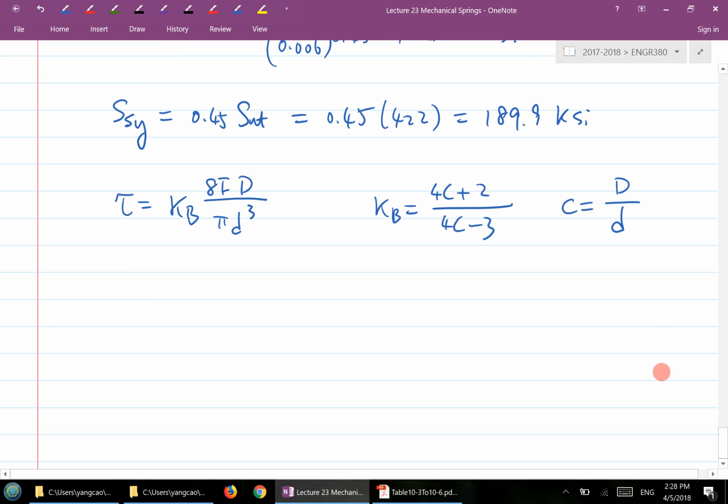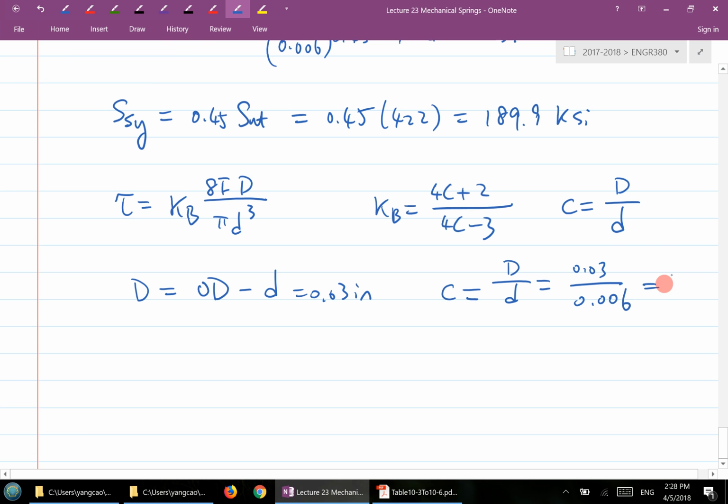So what we have to do is calculate the mean diameter based on the outer diameter, and it's very simple. Just use the outer diameter minus the wire diameter here, which is 0.03 inch. That gives us essentially the capital D over small d, which is 0.03 over 0.006, which is equal to 5. Okay, we got our C value. Then we'll be able to get our Kb value. So now the Kb equals 1.294, based on the C value here.